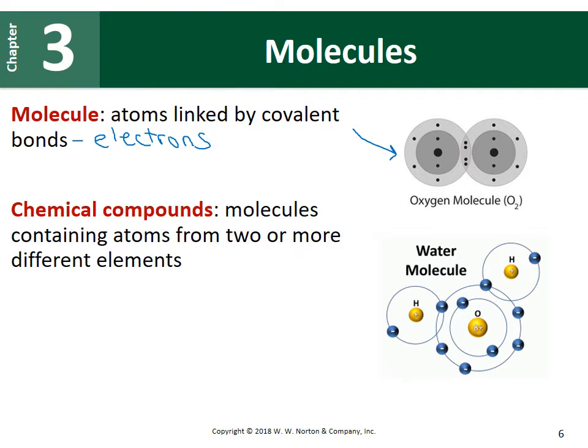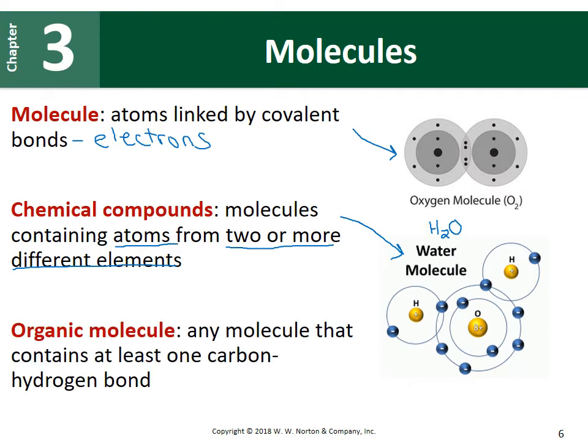Some molecules are compounds. These are molecules that contain 2 or more atoms from 2 or more different elements. A compound example would be water. Water is made up of 2 hydrogens and 1 oxygen. So this is a compound because it has different elements that are bonding together.